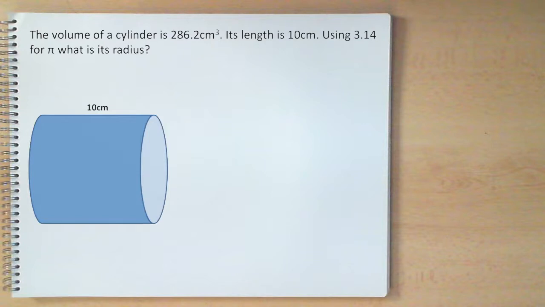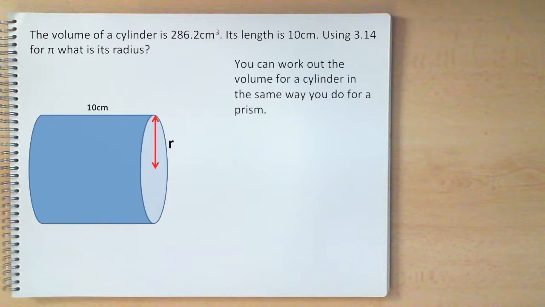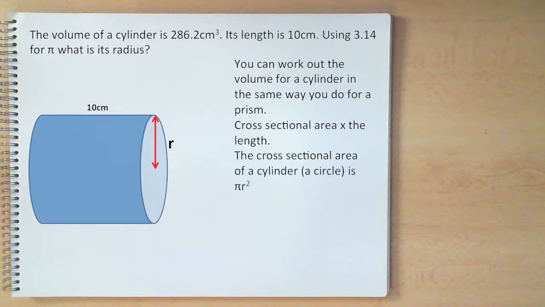Let's draw the diagram. We draw our cylinder. You don't have to be brilliant at art to draw a cylinder. It's 10 centimeters long, and we'll put on there the radius. That's what we're trying to find. A cylinder is a prism, so the volume of the prism is the cross-sectional area times the length. The cross-sectional area of a cylinder is a circle, so the area of the cross-section is pi r squared.